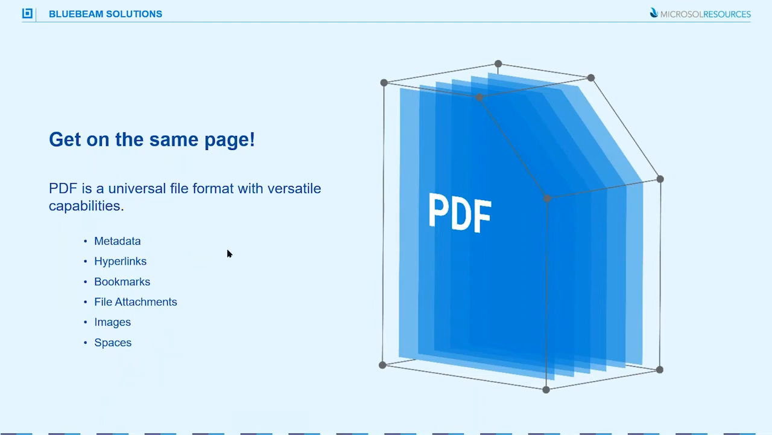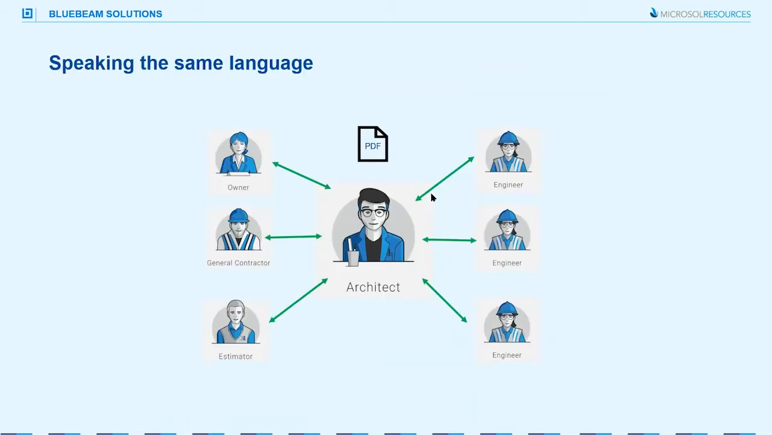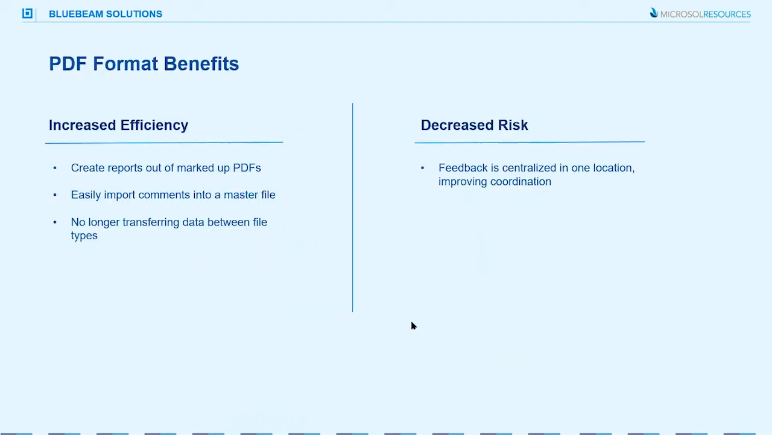We're not going to show that today. We'll be doing that in a future webinar. But it also gets us all speaking the same language. So some people might be using PDF, some might be using AutoCAD, some might be using Revit. So who knows what everyone's using. But if we all print to PDF, we are all speaking the same language. It allows us to create reports out of the PDFs, easily import comments from others without having to physically try to transfer this information other than a click of a button. And the information is centralized.